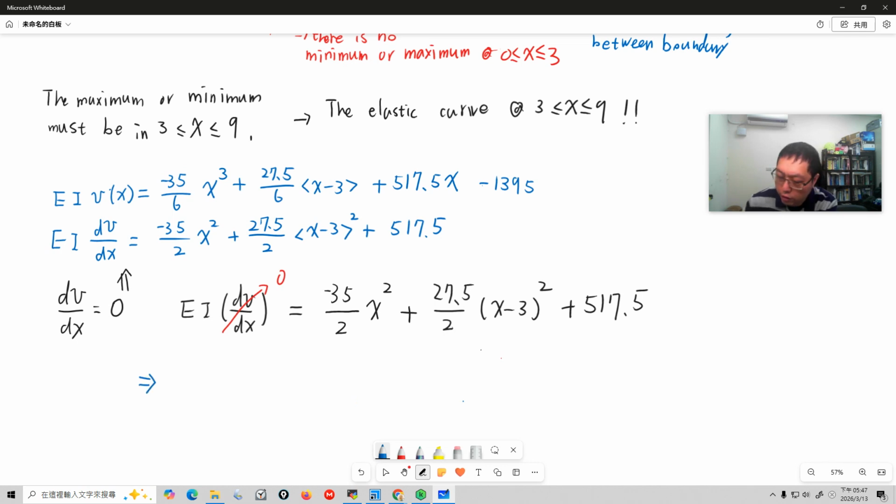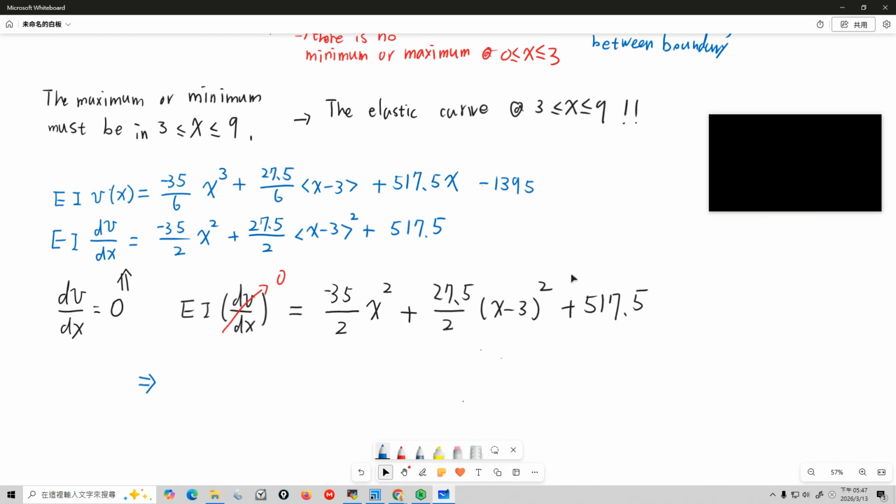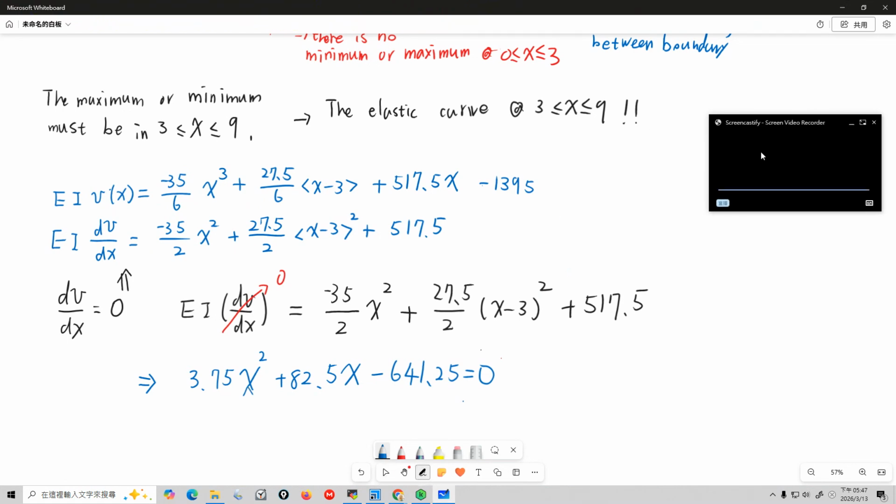What we will get is a second order polynomial equation. Let me write down the equation. We will have 3.75 x squared plus 82.5 x minus 641.25 equal to 0. Okay, we have a second order equation.